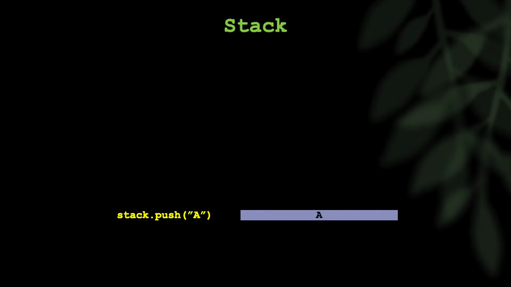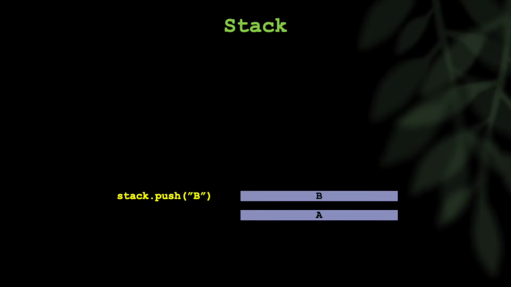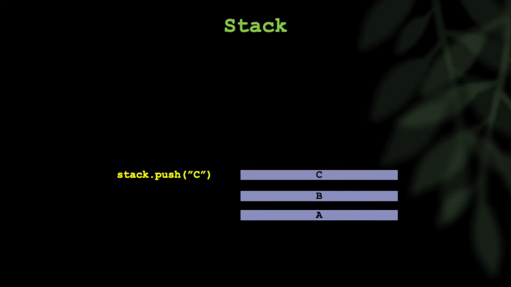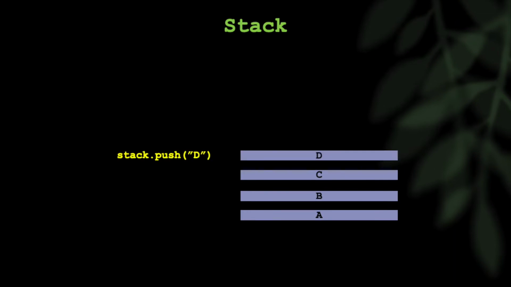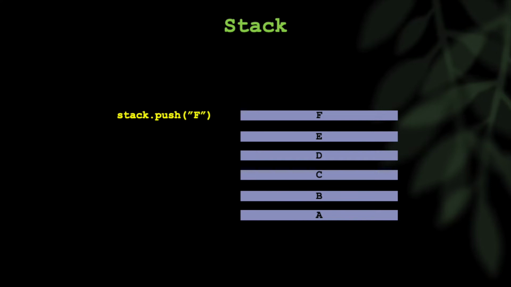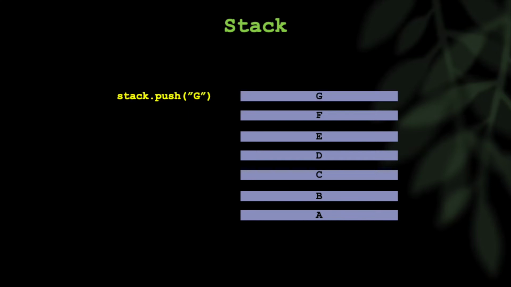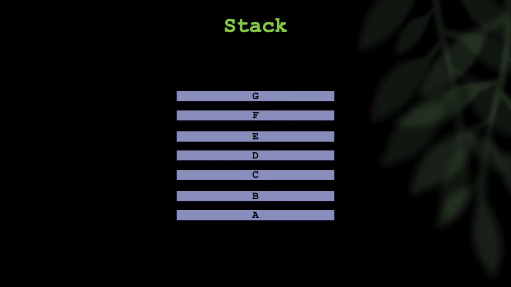If you then push B onto the stack, the B will go on top of the A, and then if you push C onto the stack, that will go on top of the B, and so on to D, to E, to F, to G, however many items you want to push onto the stack. And then you end up with a stack like this, A, B, C, D, E, F, G from bottom to top.